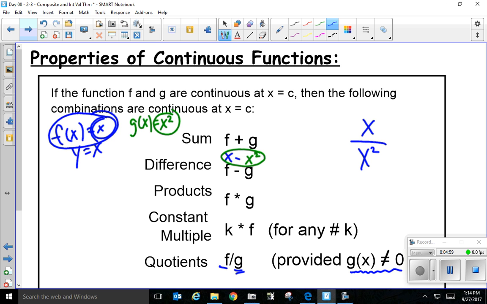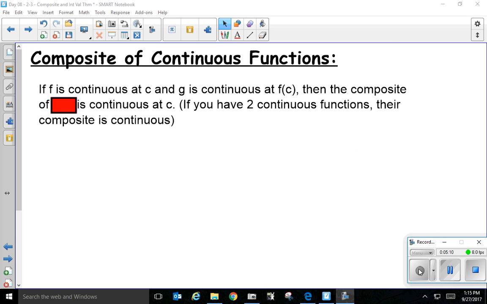Because it's undefined. But this, you could have said y equals 0 is continuous. It is, unless it's on the bottom of a fraction, because you can't have zeros on the bottom of a fraction.